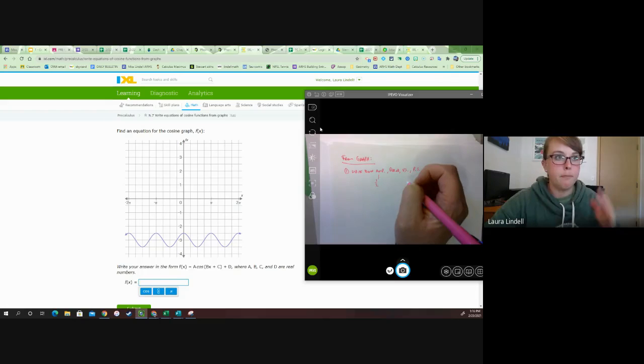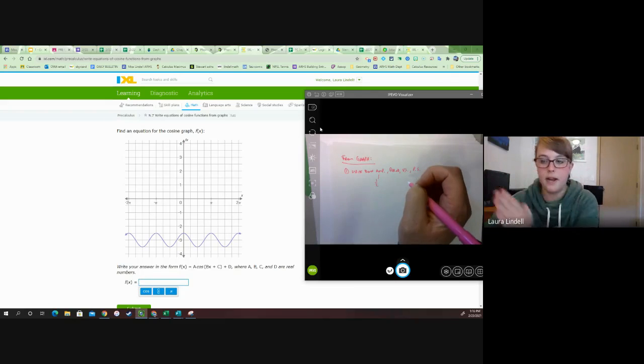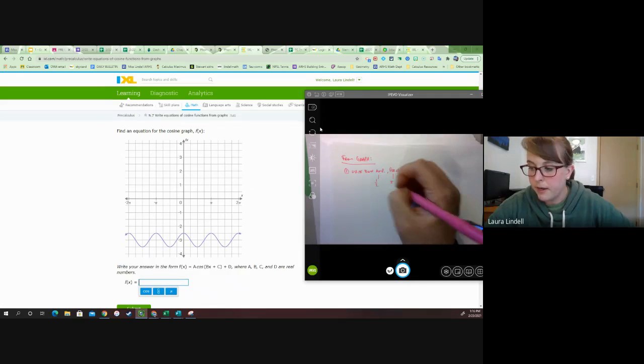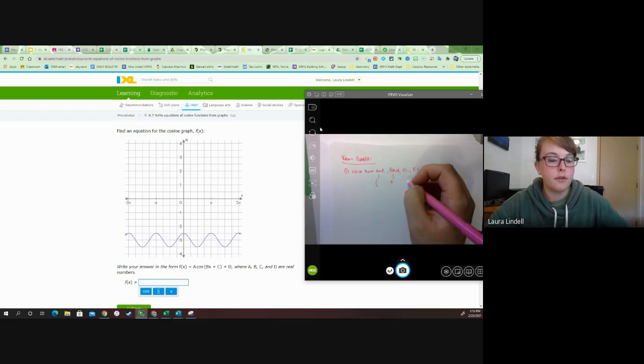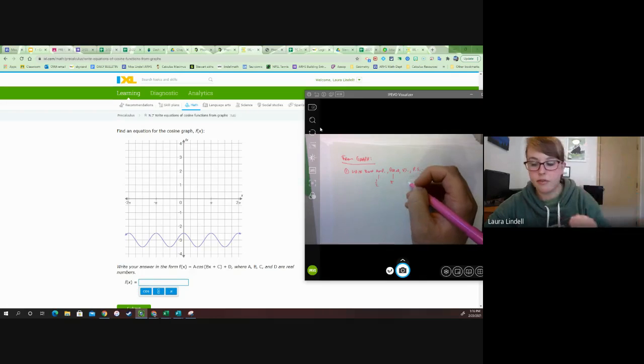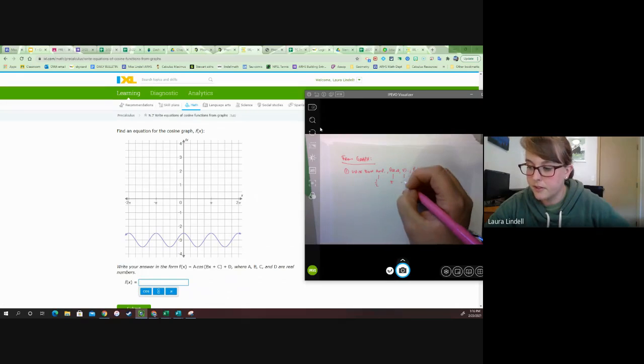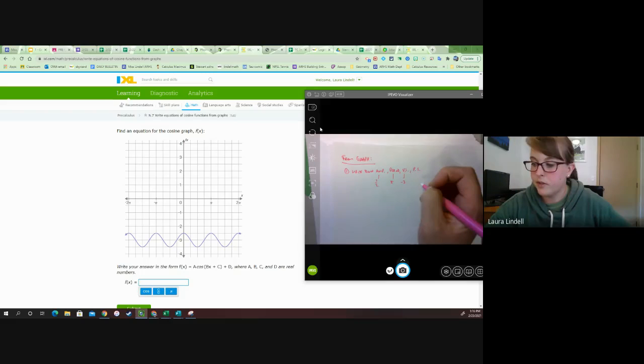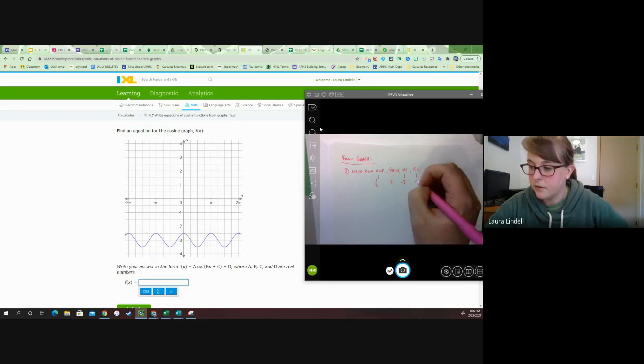The period from peak to peak, it goes from 0 to pi. So the period on this one is pi. The vertical shift, where the midline is moved down 3, so our vertical shift is -3. And then this one does not have a phase shift.